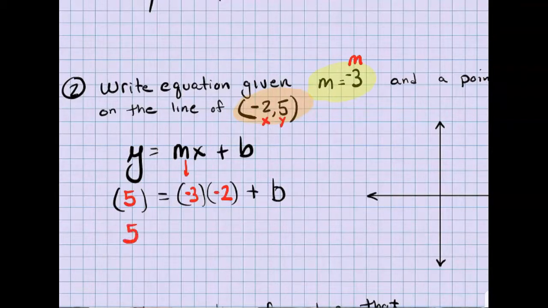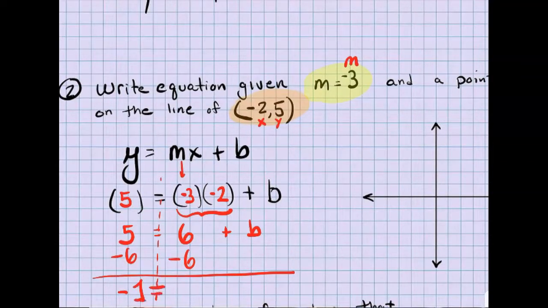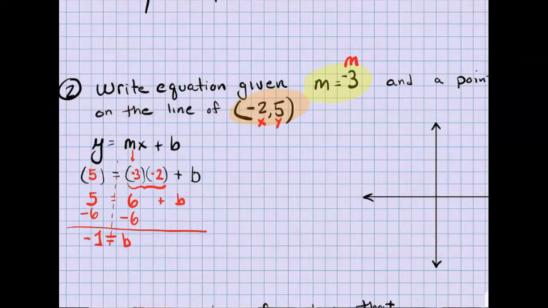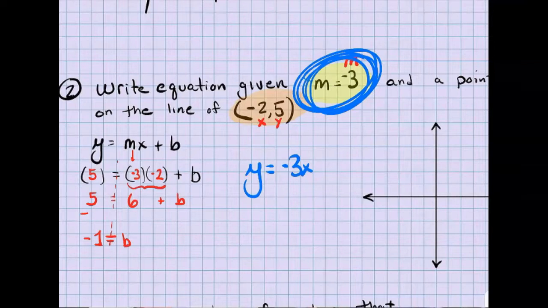So then let's see, let's simplify. 5 equals -3 times -2 is +6. And if I'm going to solve for b, I need to subtract the 6. And it turns out that b is -1. So now I can write the equation, because I know the slope and the y-intercept, and that's all I need to know. Y equals -3x, and that was a -1.